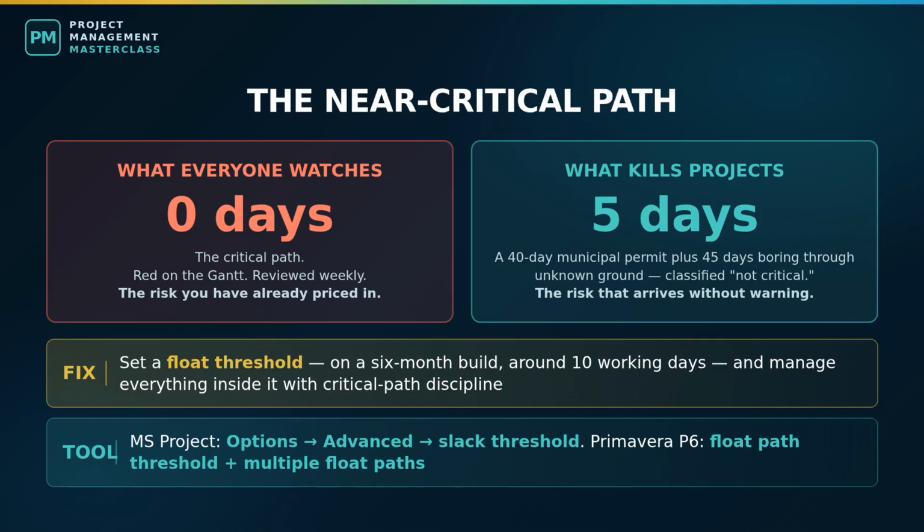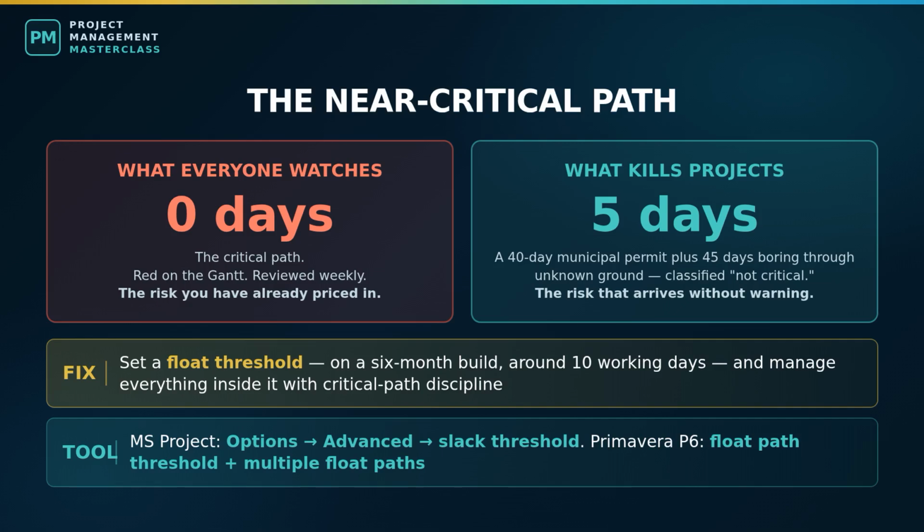And here is the part that hurts. Nobody was watching it because it was labeled non-critical for the first 4 months. This is how projects get blindsided, not by the critical path, which everybody is staring at, but by the chain that was almost critical and nobody was tracking. The critical path is the risk you have already priced in. The near-critical path is the one that arrives without warning.